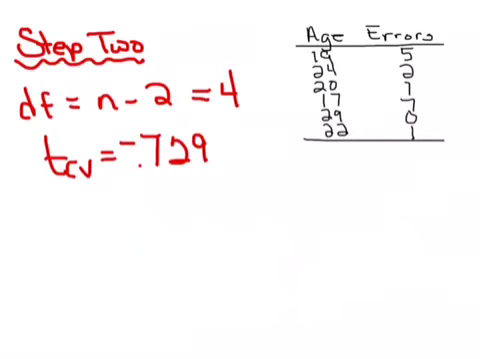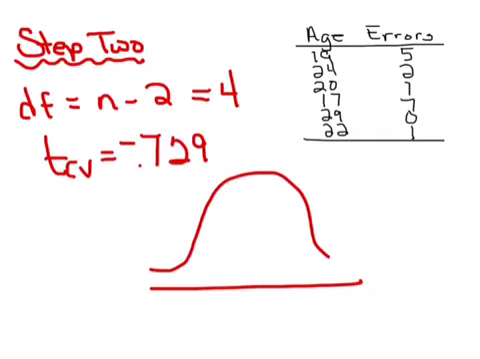So if we look, we can see our distribution. We're going to put all of it over here in the left-hand side. So anything beyond this point, 0.729, is going to be significant. So now we have our criteria for rejecting the null. Let's go ahead and move on to step 3.